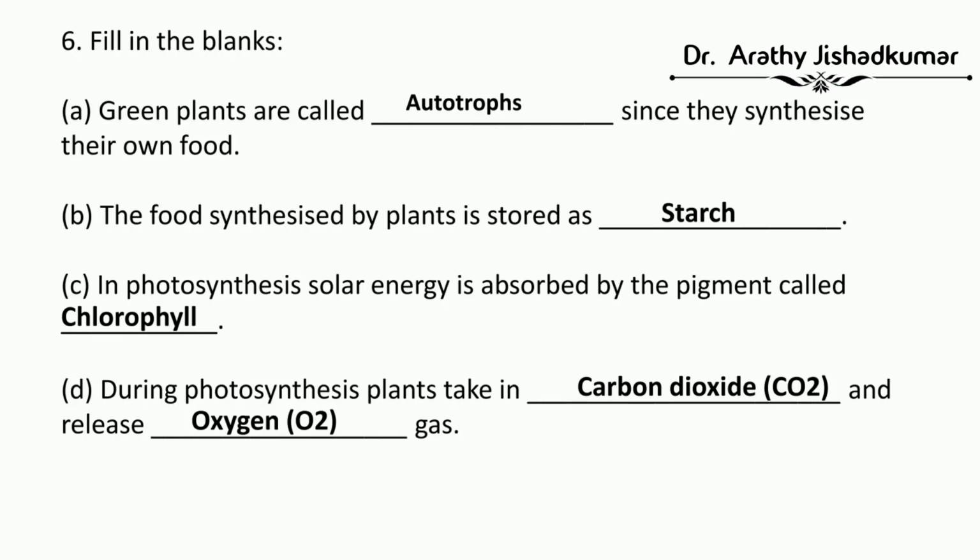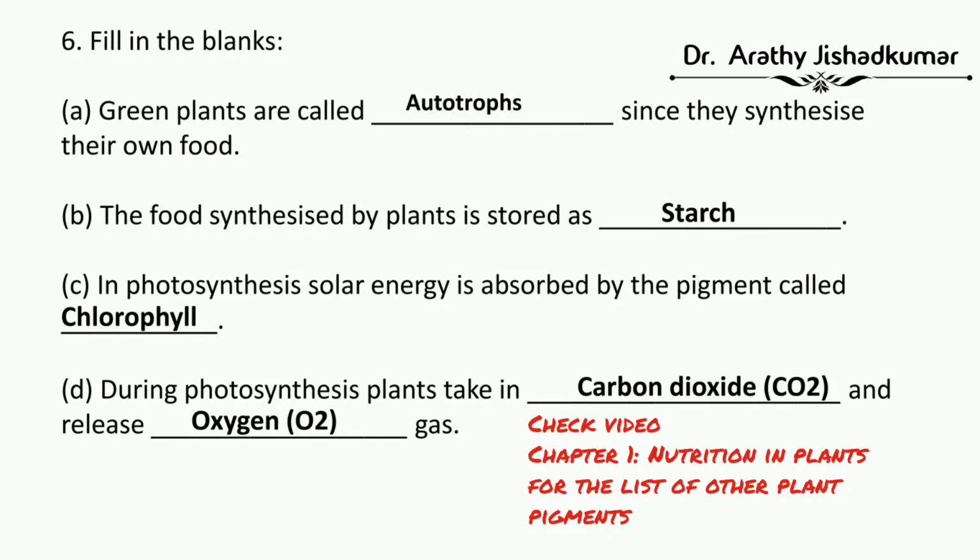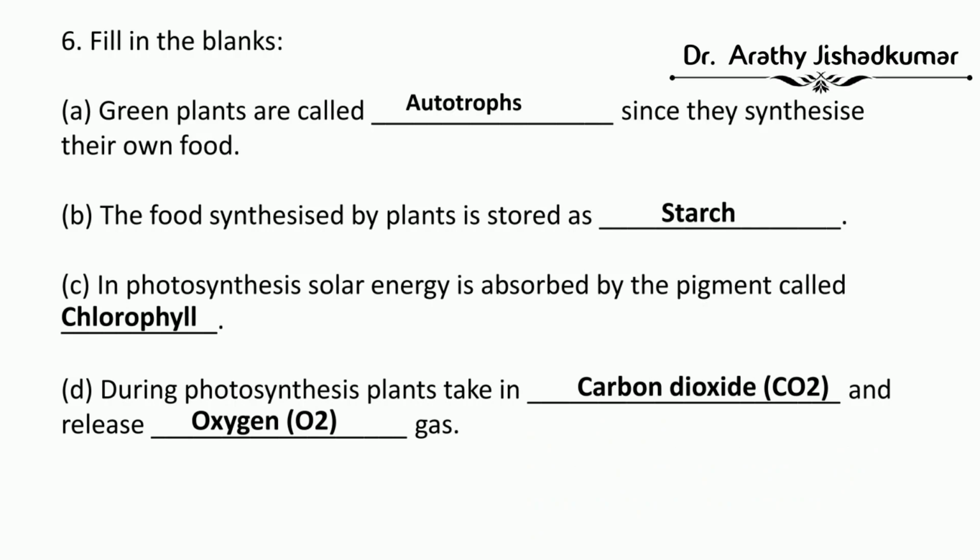In plants, there are other pigments as well, which will give them different colors. But even so, chlorophyll is the main pigment which carries out photosynthesis. Fourth one, during photosynthesis, plants take in carbon dioxide and release oxygen gas through the same pore-like structure called stomata.